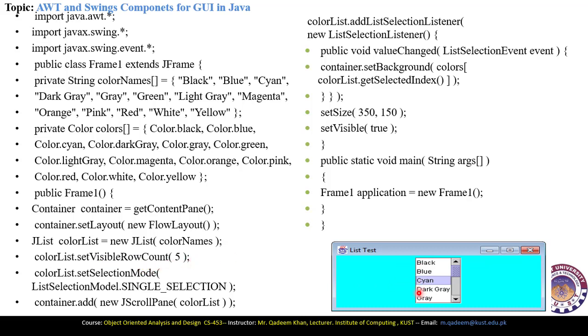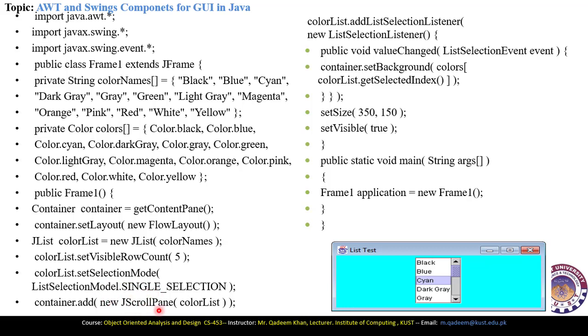So here 5 elements are visible at one time. That's why setVisibleRowCount is 5. It contains 5 because at runtime we will see 5 different items in this JList. Then we have colorList.setSelectionMode, ListSelectionModel.SINGLE_SELECTION. It will define the single selection. You can also define the multiple selection, so you can change this static value.